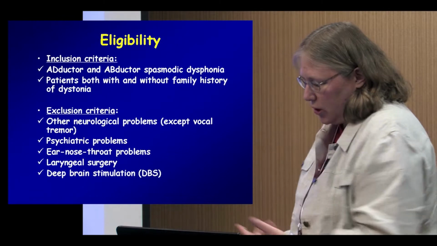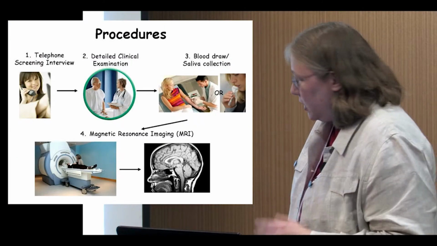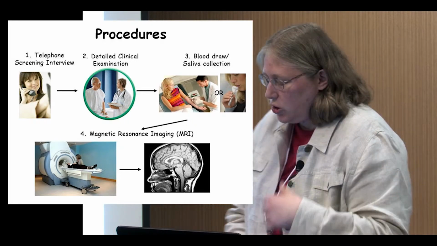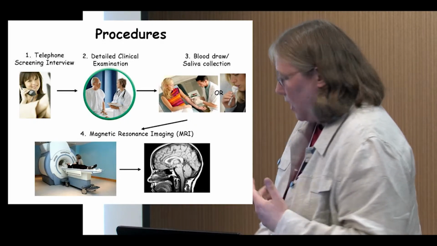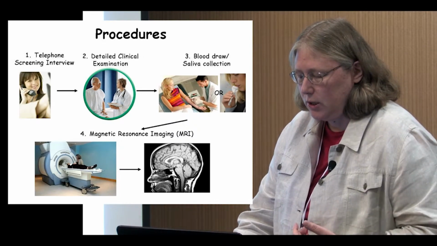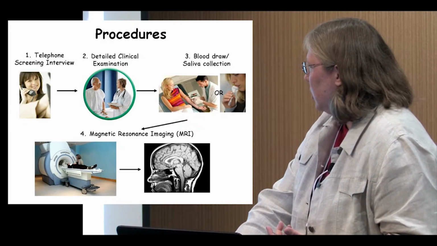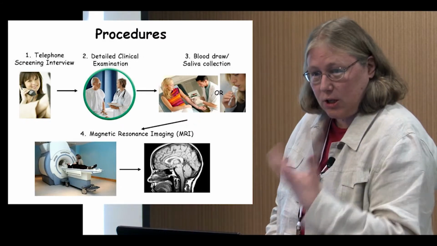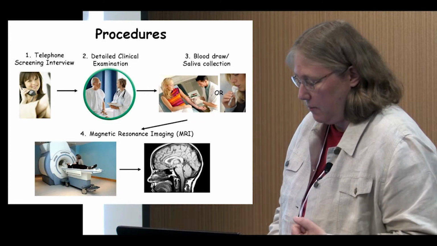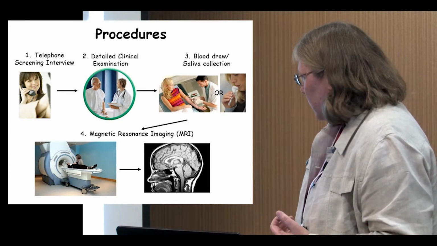This just goes through the inclusion and exclusion criteria, and this is the procedure that's going to happen. Once you agreed to participate, you would undergo a telephone screening to decide if you meet the inclusion criteria. You'd go through a detailed clinical examination. You'd get blood drawn or saliva. We can get DNA from both saliva and blood. And then you would come and get imaged. You'd get an MRI.